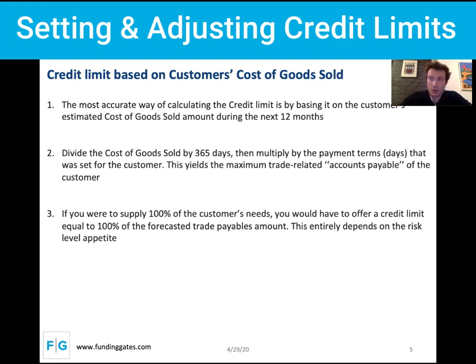you get their cost of goods sold, and then you divide it by 365 days to get the daily cost of goods sold from your customers. Then you multiply it by the terms, whether it's net 30 or net 45 days, to get essentially the total exposure on the customer's payable side, what they're purchasing from suppliers and vendors. Now, it's up to you and your risk tolerance how much of that exposure you're willing to take on, and that's how you set your credit limit.